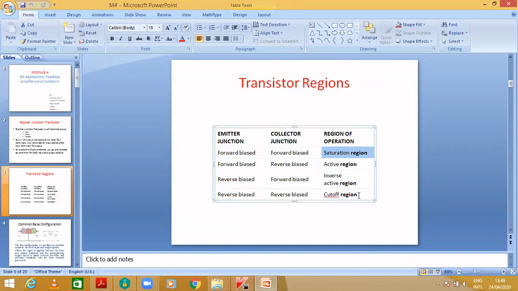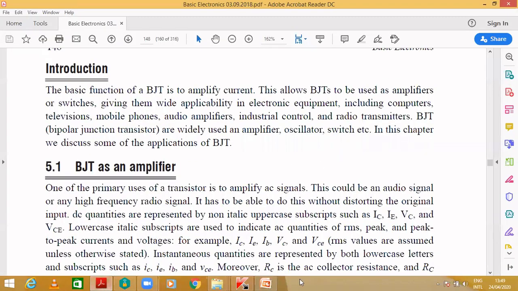So in which region? Why do we need this region? Okay, so you already heard about operating point and DC load line in the first module. The operating point is nothing but the voltage or current of a given device.